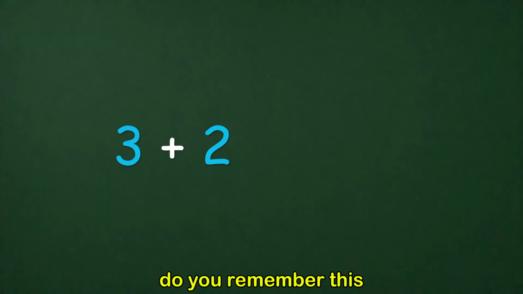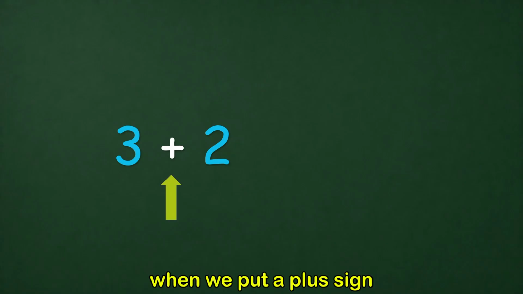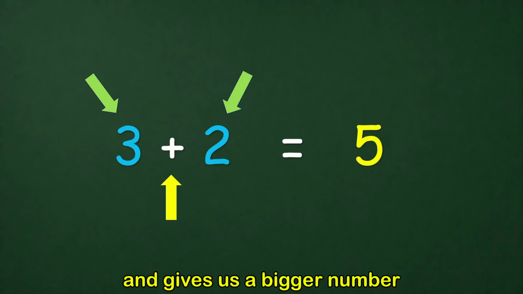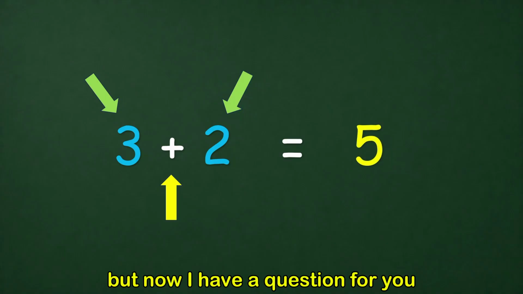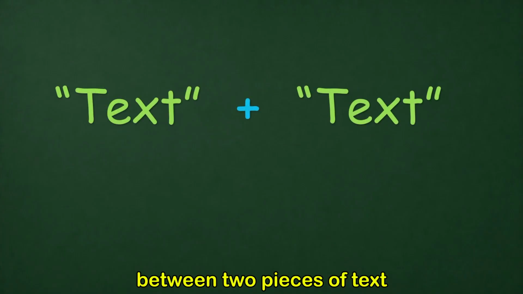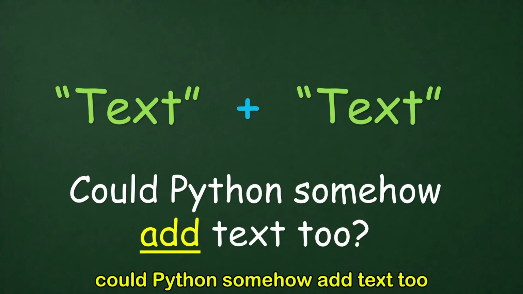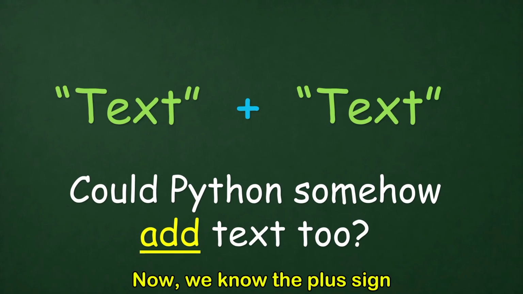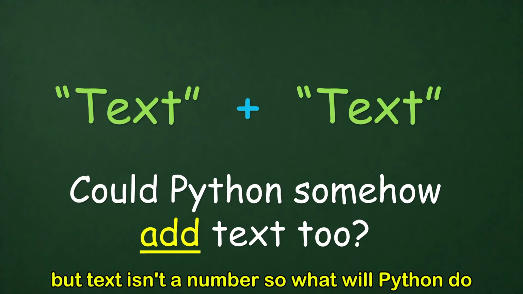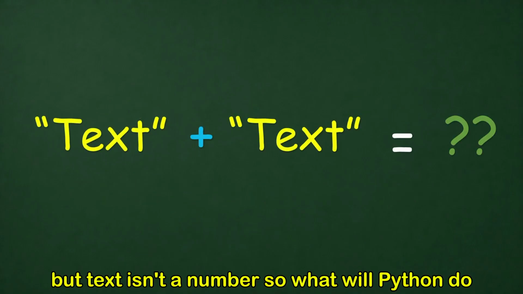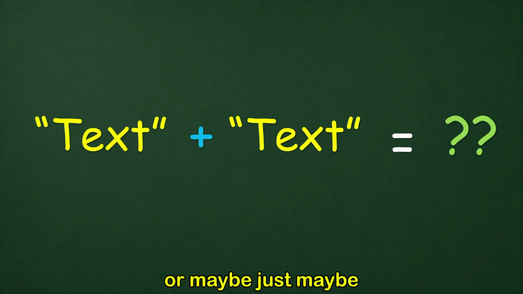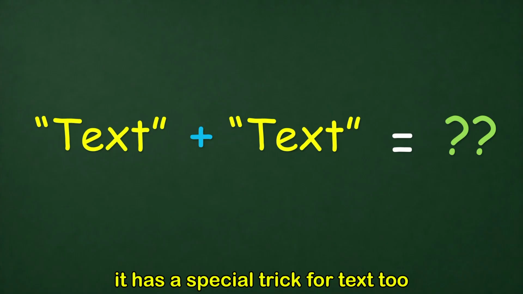Do you remember this? 3 plus 2. When we put a plus sign between two numbers, Python adds them together and gives us a bigger number. But now, I have a question for you. What do you think would happen if we put a plus sign between two pieces of text? Could Python somehow add text too? Now, we know the plus sign works with numbers, but text isn't a number. So what will Python do? Will it show an error? Will it get confused? Or maybe, just maybe, it has a special trick for text too.